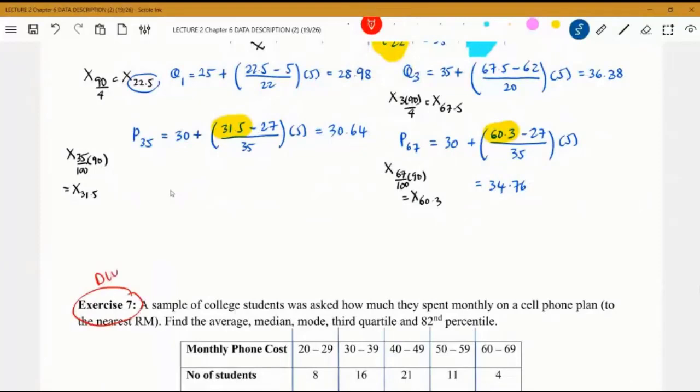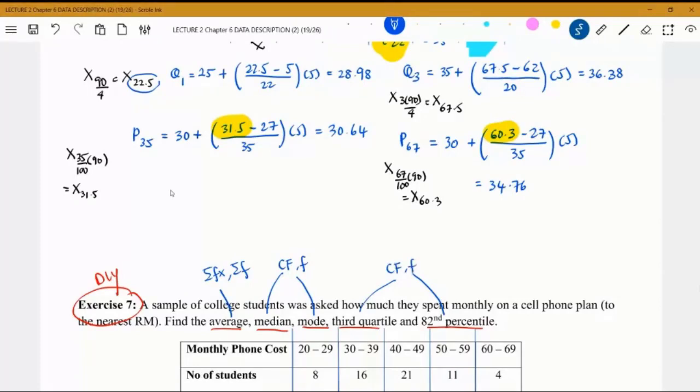So the question asks to find average, median, mode, third quartile, and percentile. For average, you need summation fx and summation f. For the median and mode, you need CF and small f. And for the quartile and percentile, you also need CF and small f.